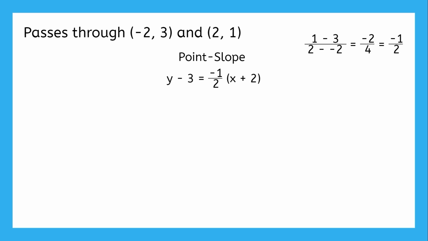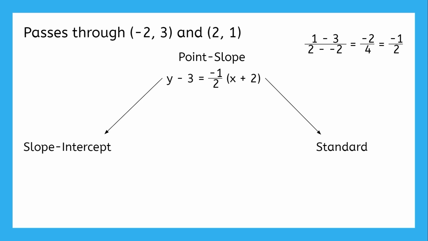But what if we want it in slope-intercept or standard form? The defining feature for slope-intercept form is that the y is isolated. So let's just solve the equation for y. Distribute the -1/2 and then add 3 to both sides. The slope-intercept form for this equation is y equals -1/2 x plus 2.